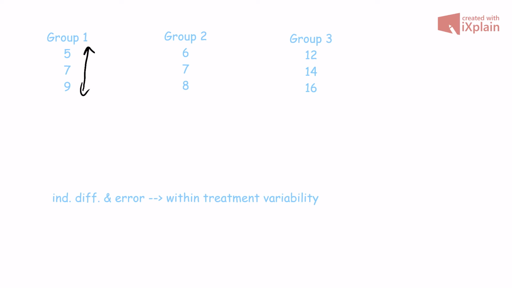Again, within group 1, not everybody has the same score. The only thing that could be making them have different scores is measurement error and the fact that people started off not exactly the same because of individual differences. Well, that's exactly true in group 2 as well, right? And that's exactly true in group 3 as well. Variability within those conditions is due to individual differences and error.